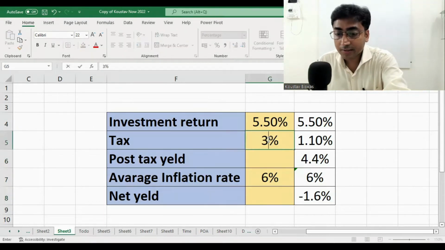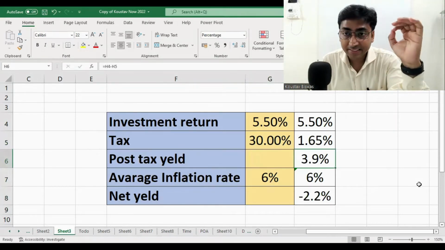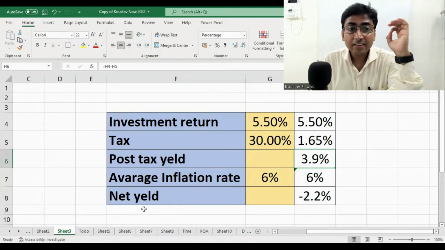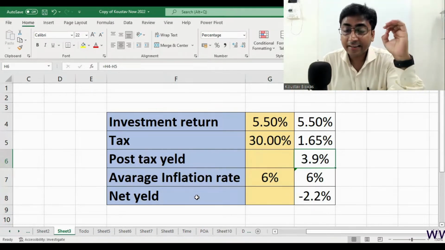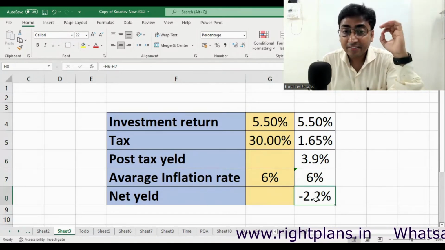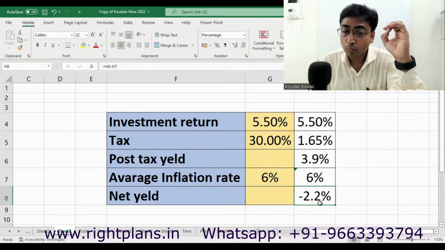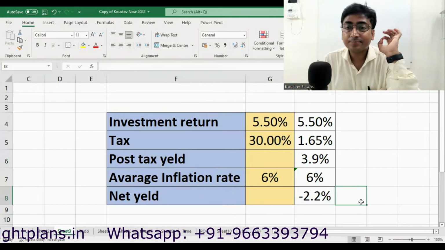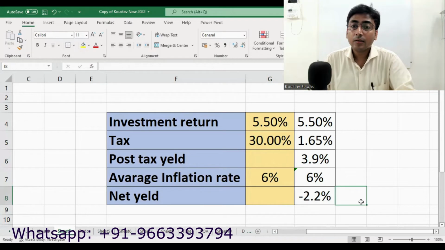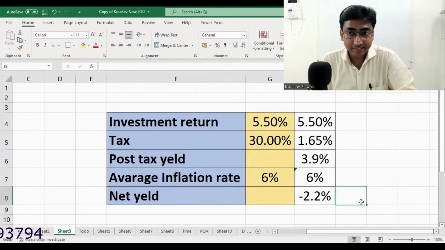Now, if you fall under the 30% tax bucket, in that case your post-tax yield is 3.9%, and your net yield is minus 2.2%. By investing into fixed deposit every year, you are losing 2.2%. Okay, so then you may tell me, Kaustav, then where should I invest?